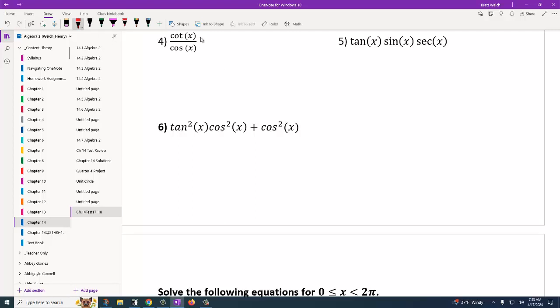So for instance, when I look at this cotangent over cosine, I don't see anything that's Pythagorean. There's no squared values. So all I'm going to do is try to change everybody to sines and cosines. One of our definitions on our sheet should say that cotangent is equal to cosine over sine. And this whole thing is over cosine.